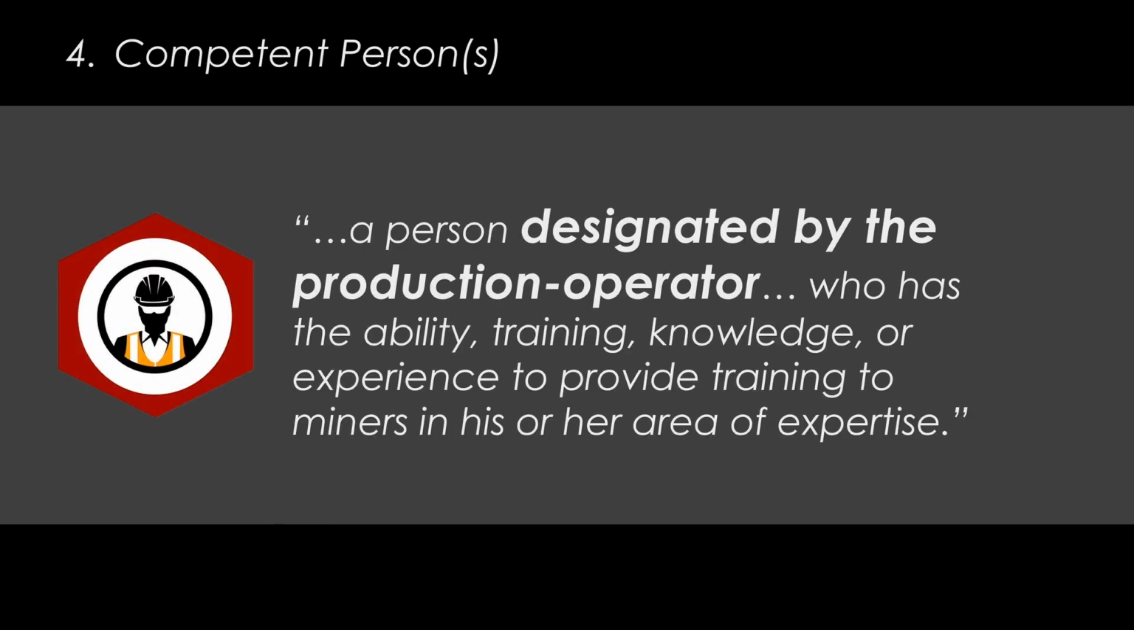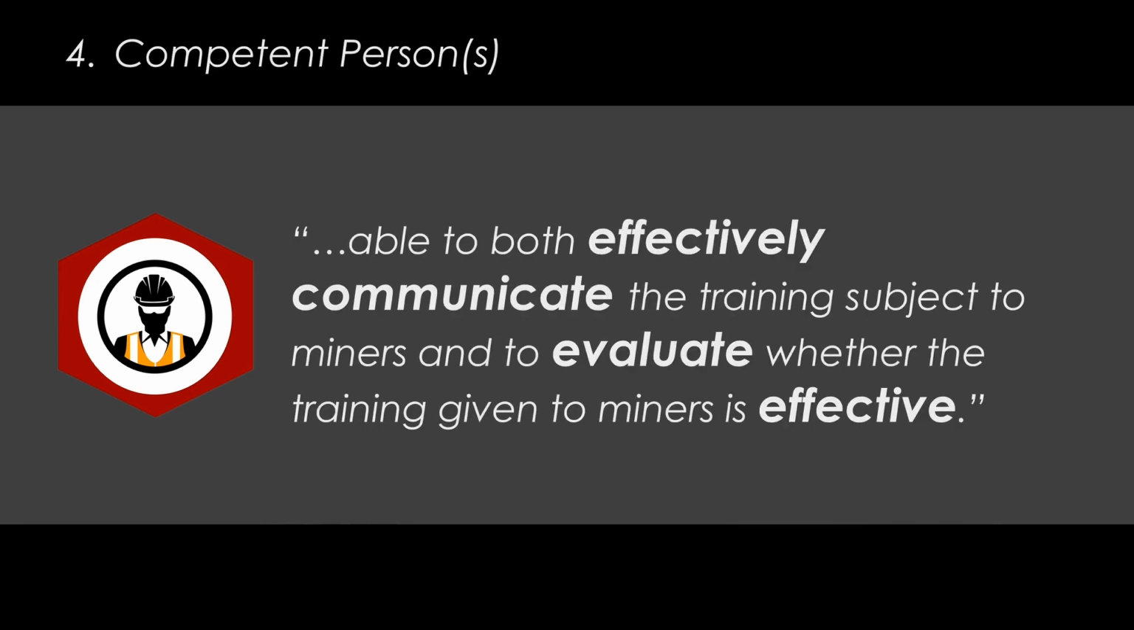Number 4, competent person or persons, because you can have multiple competent persons covering multiple training subjects. MSHA states that a competent person is a person designated by the production operator who has the ability, training, knowledge, or experience to provide training to miners in his or her area of expertise. The competent person must also be able to effectively communicate the training subject to the miners and to evaluate whether the training given to miners is effective.